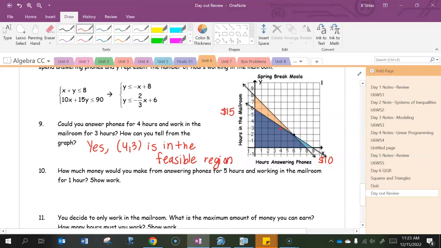All right, how much money would you make for answering phones for 5 hours and working in the mailroom for 1 hour? All right, so here's how we would do that. We're answering phones for 5 hours. Phones, we earn $10 for each of those hours. Okay, so that means I made $50 just answering phones, but I also worked in the mailroom for 1 hour, and in the mailroom, I make $15 an hour. And that means I'm going to make a total of $65.